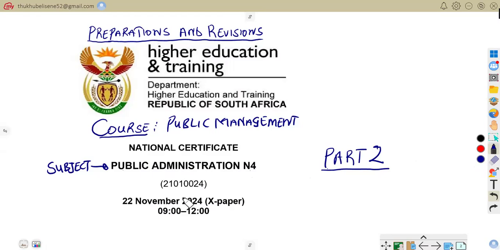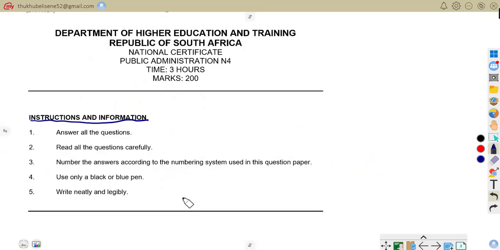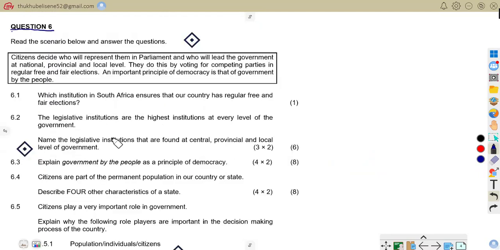Without wasting much time, you know very well there are instructions and information. Like we have already read the instructions, make sure that you don't make any mistake of not going through the instructions. So now let us quickly go to question 6 and attend it.